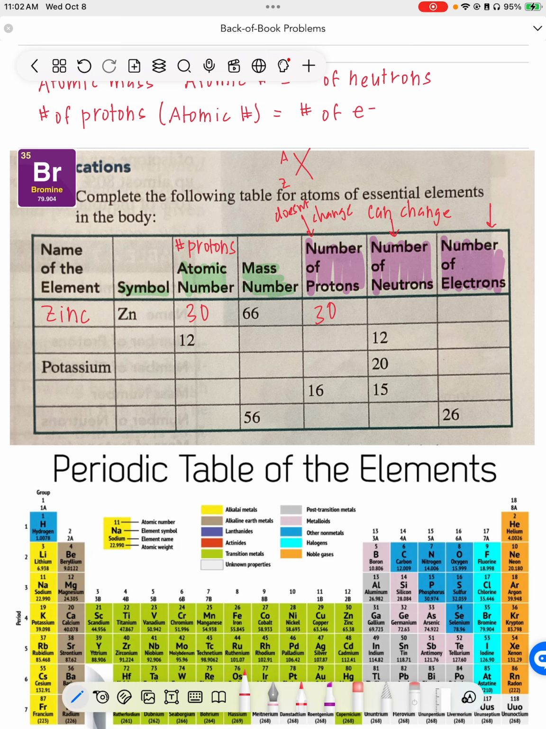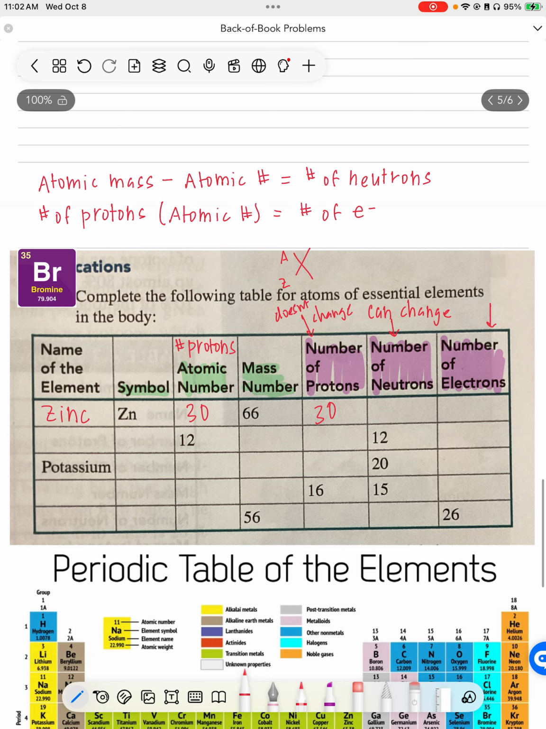Okay, so for zinc, we know its atomic number and we know its mass. So we're going to go up here and we're going to look at our equation that PK taught us about. And that is the atomic mass minus the atomic number equals number of neutrons. And that's because our atomic mass equals protons plus neutrons. Because elements get all of their weight from their protons and neutrons. Electrons don't have very much mass, and so we don't even consider it when considering the mass of an element. But we do look at protons and neutrons when we consider the mass.